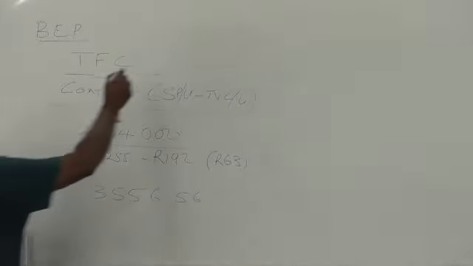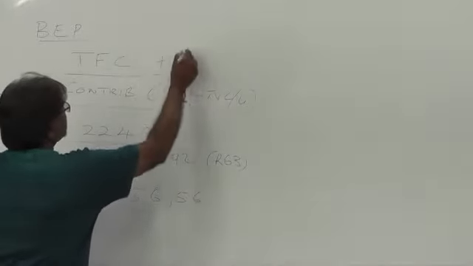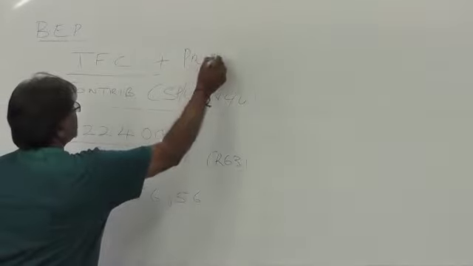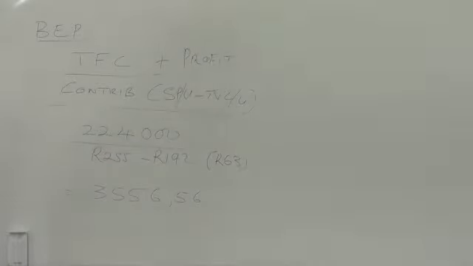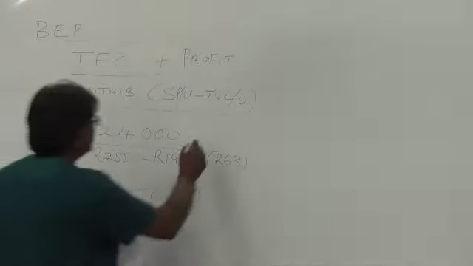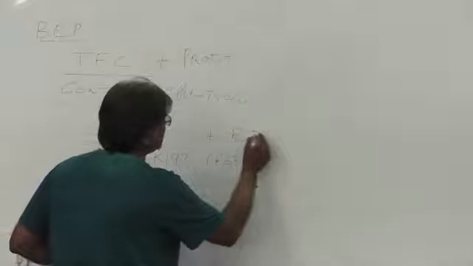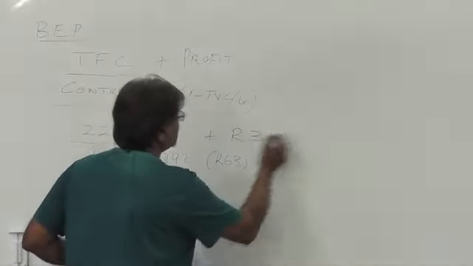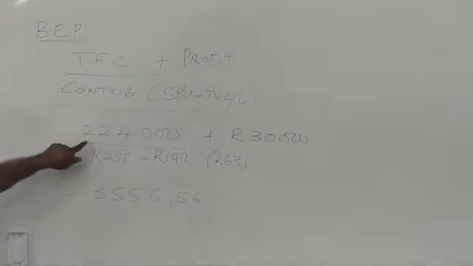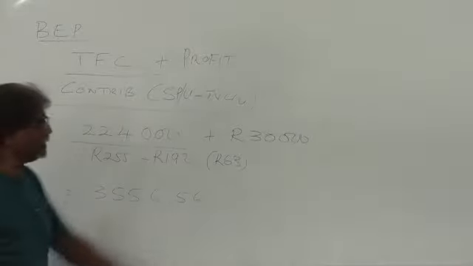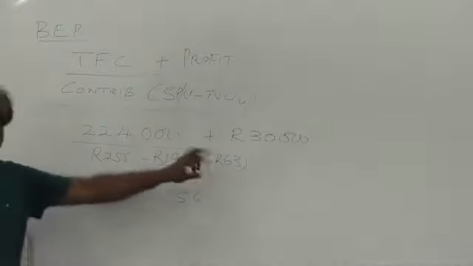All you do is plus profit. And the formula is now going to give you the answer. So, what we're saying here now is plus 30,000, am I right? So you now add 224,000 plus 30,000 divided by 63.